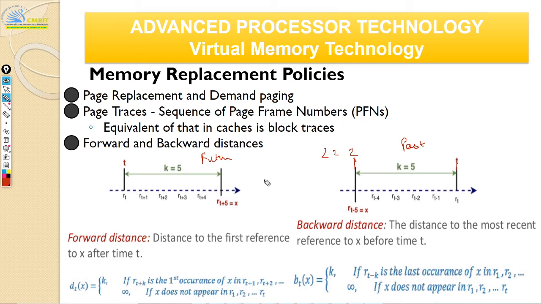It's first. In any case it is the first. Okay, when you say past, it's the most recent. It's not the first, not this one. When I say the first reference, it's better to say the most recent reference from my current instant of time. Okay, so that's your backward distance. Any questions?